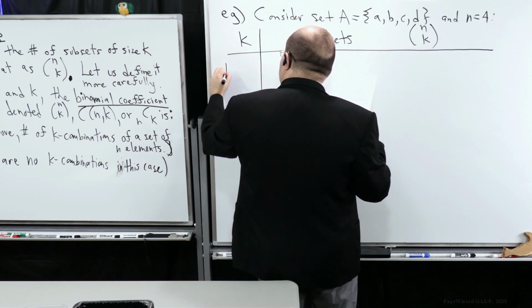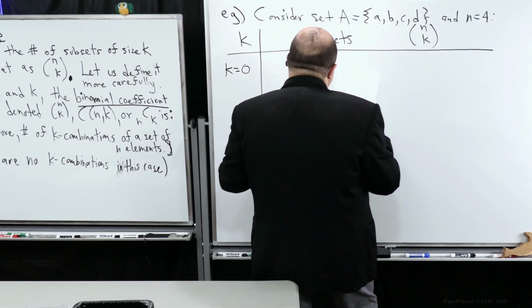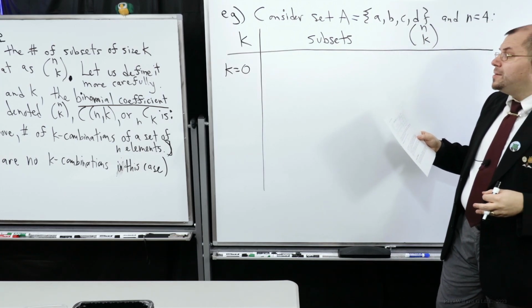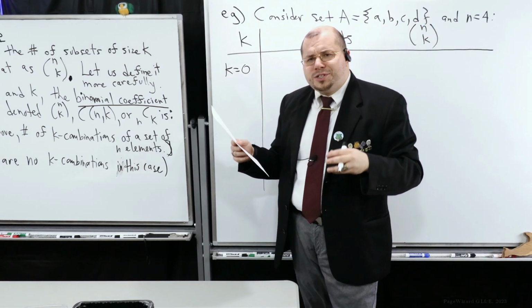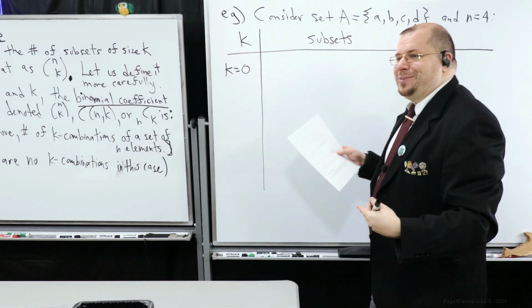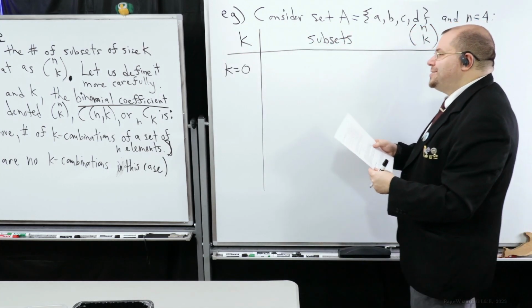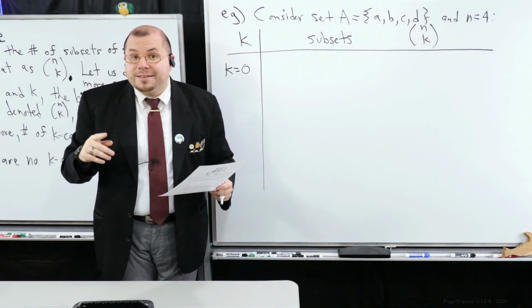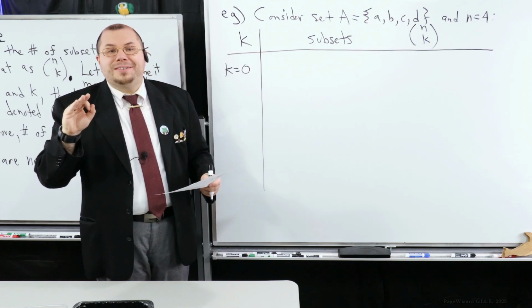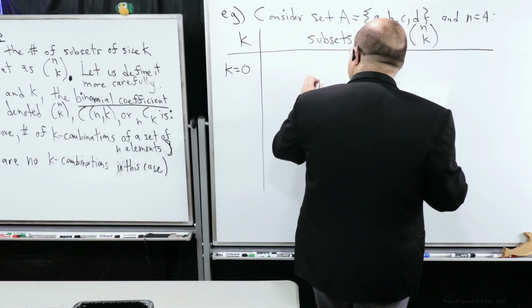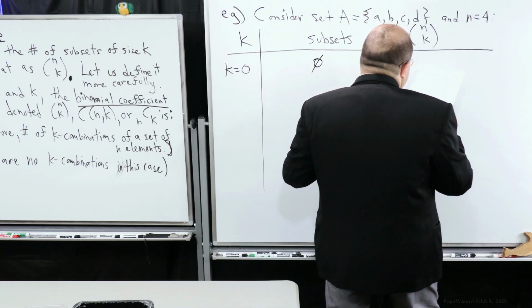So first, let's try when k is equal to 0. How many subsets of size 0 are there? You should expect there's only one, right? What is that called, though? There's only one subset of set A, or any set, with size 0. It's the empty set.